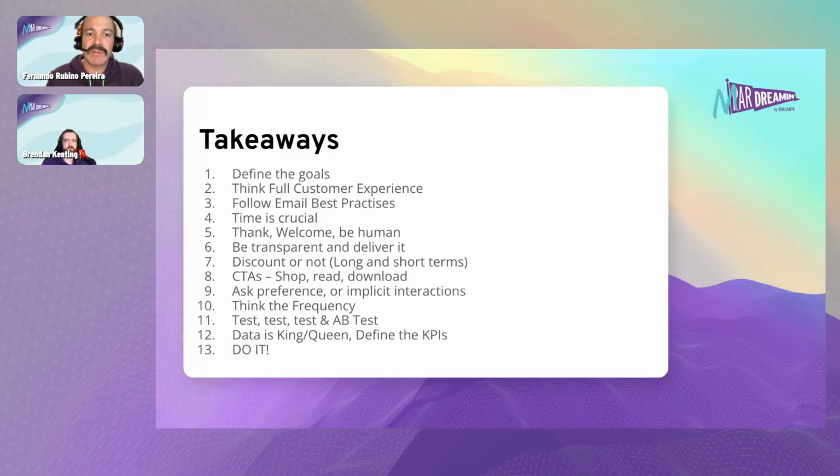So as I mentioned, define your goals and KPIs. It's very important for your planning. Think about the full customer experience, not only about email, but also omnichannel. Follow email best practices. Don't forget about the unsubscribe button and the view online link. Everything needs to be perfect.